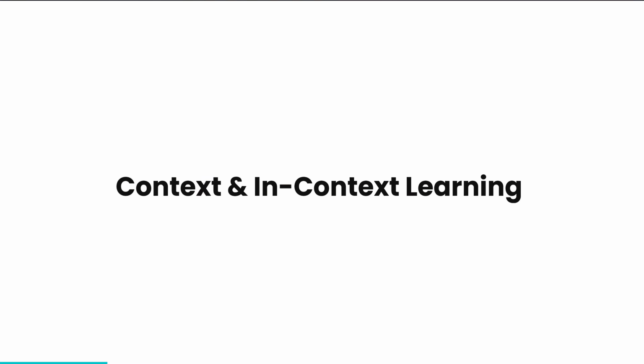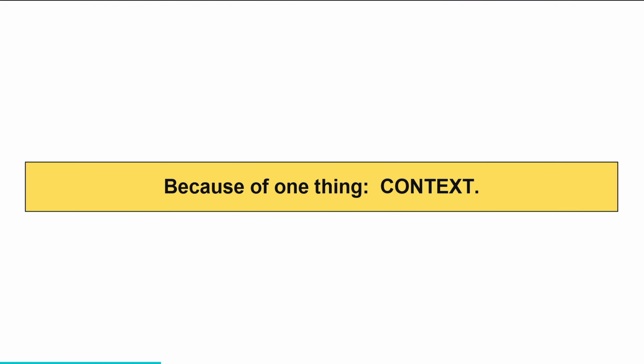Why does AI sometimes give you amazing answers and other times completely miss the point? That's because of one thing: context. By the end of this video, you will understand exactly how to control AI outputs, reduce wrong or confusing answers, and get more accurate results just by changing your prompt.